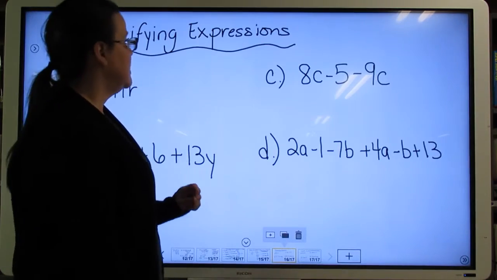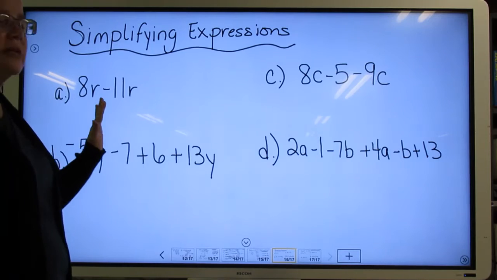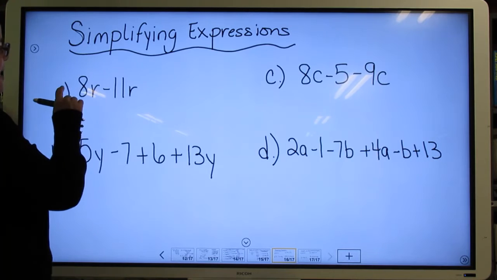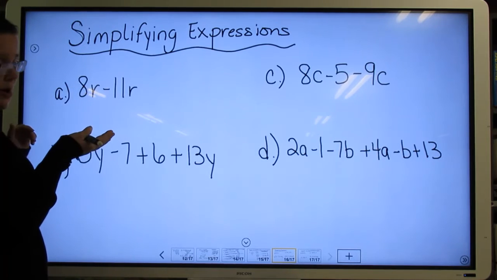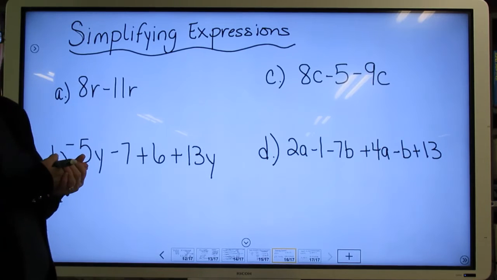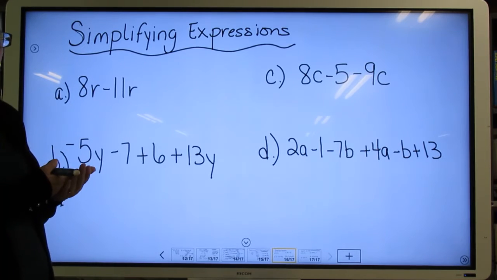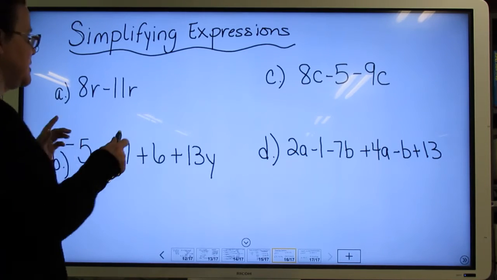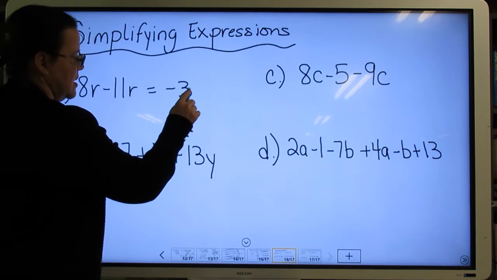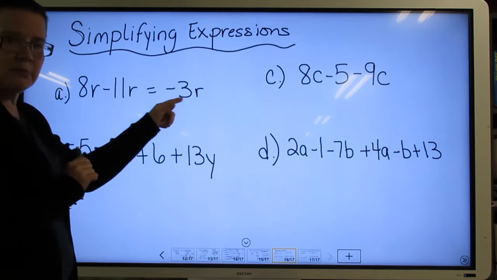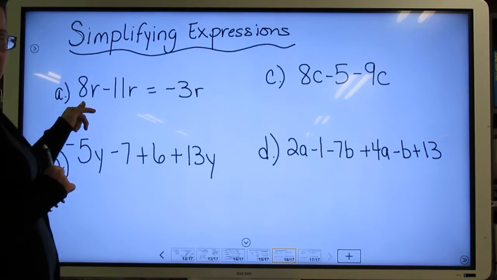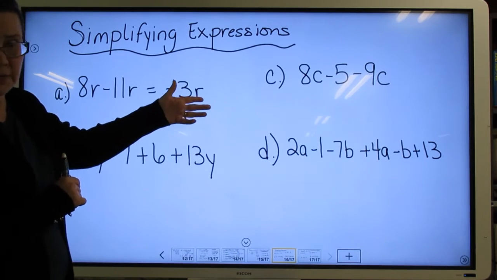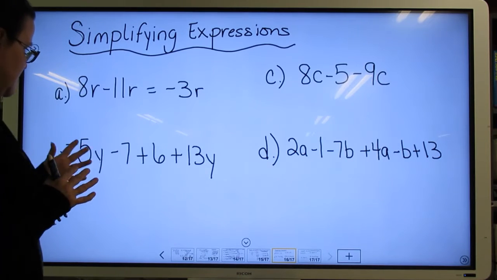Next up is simplifying expressions, and I didn't put the answers on the board because I want you to follow along with this one. We have 8r minus 11r. Well, you would just do 8 minus 11. Signs are different. Subtract the numbers. 11 minus 8 is 3. The sign of the bigger number is negative, so it would be a negative 3. And then you bring that variable with it. They're matching, right? 8 rabbits minus 11 rabbits, you're going to be in the hole for negative 3 rabbits. Negative 3r, however you want to look at it.